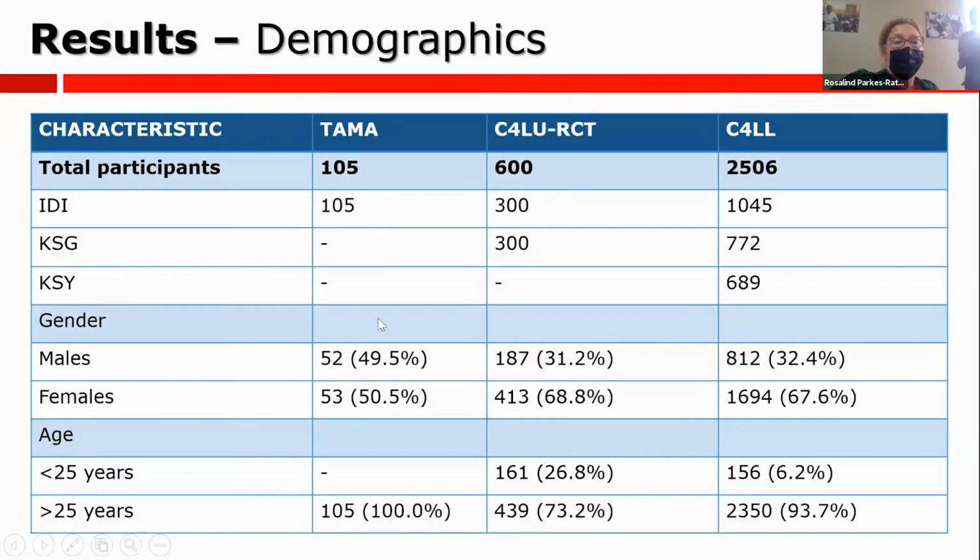So Tama was a pilot for this project. And in the pilot, we actually recruited people into the study at 50% male and 50% female. But when we actually rolled out the project, which is this Call for Life RCT and Call for Life Light, the two different areas, you can see that 70% of the people enrolling in the project, and this is a digital health project, were female.